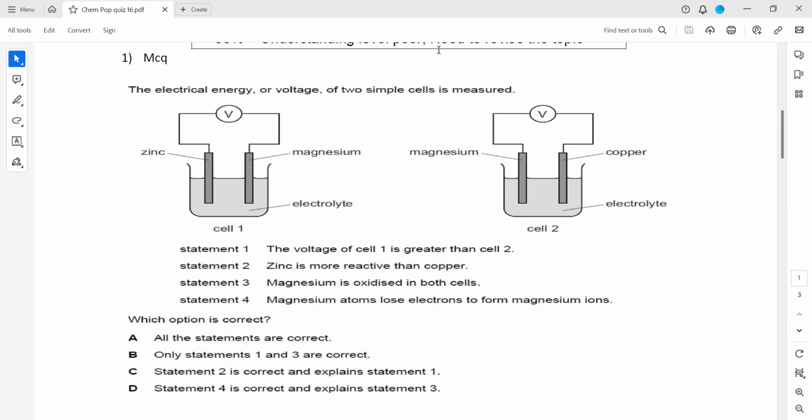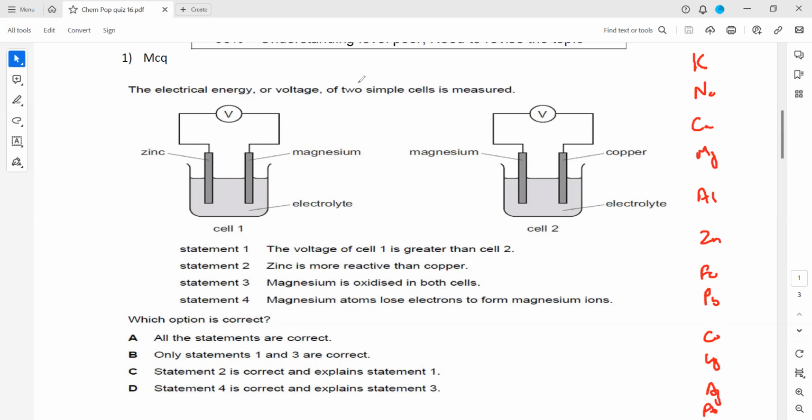And we know the cell in which we are using two metals having a greater difference in reactivity will produce the highest voltage. So we have the reactivity series: potassium, sodium, calcium, magnesium, aluminum, zinc, iron, lead, copper, mercury, silver, gold, and platinum.